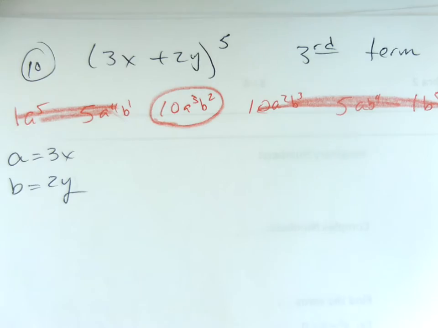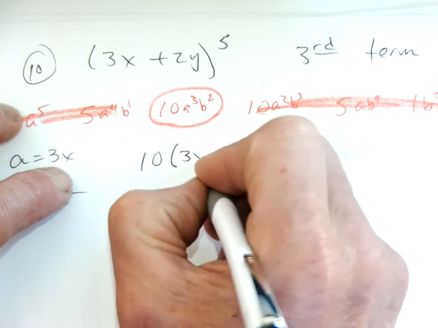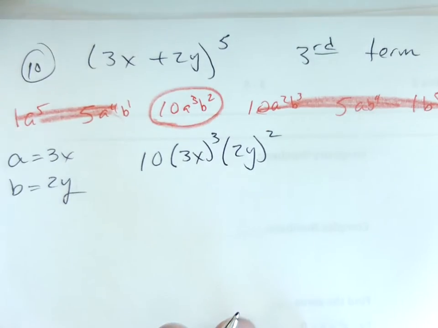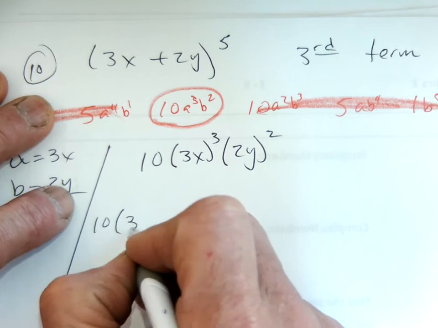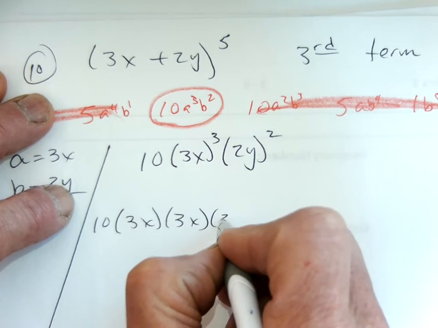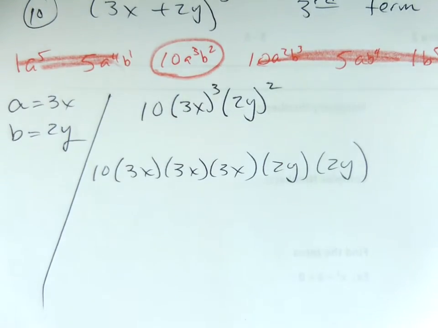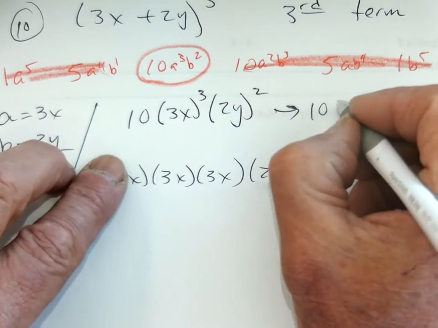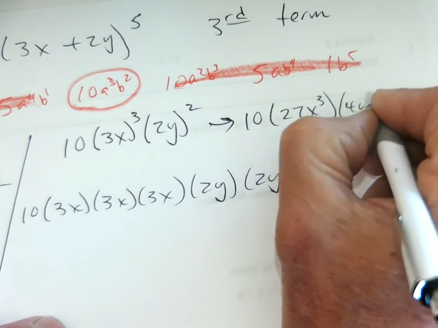All right, so a lot of our work is gone. We got a 10. A is 3x, so (3x) cubed times (2y) squared. If you want to do this to make it easier for yourself, this might make it easier. Would this make it easier for you? No, I feel like the top one is better. Okay, I would agree with you. I would just go to 10 times 27x cubed times 4y squared.